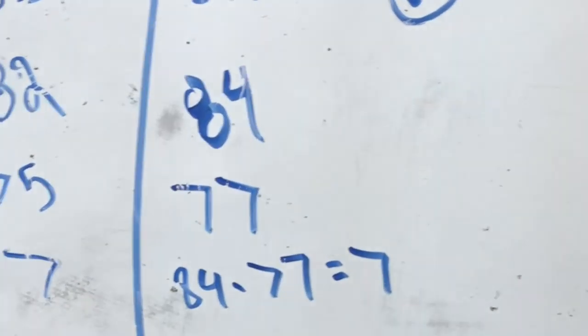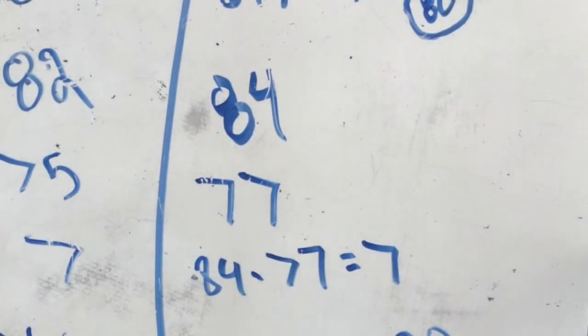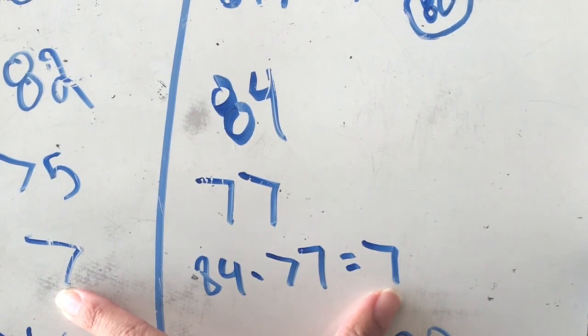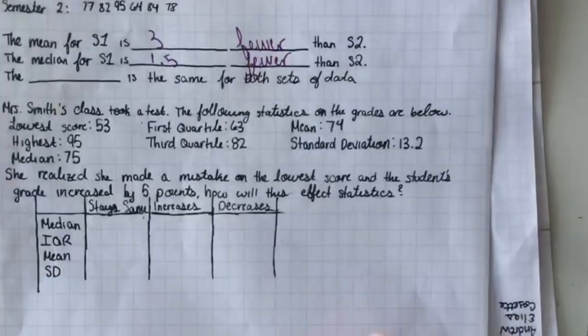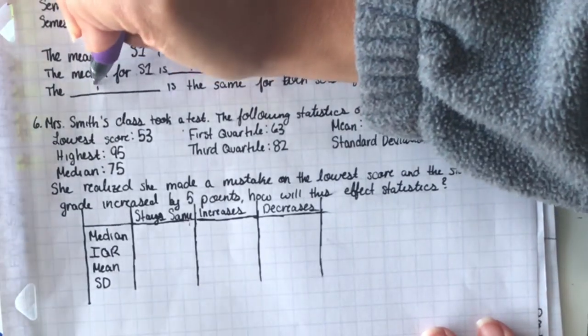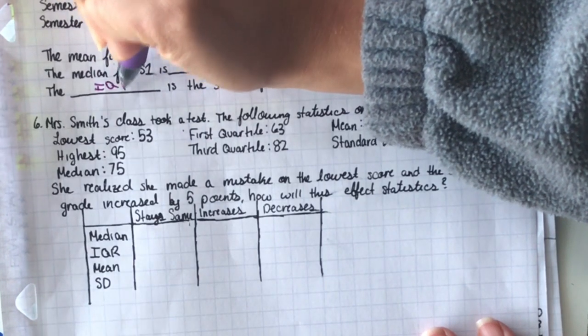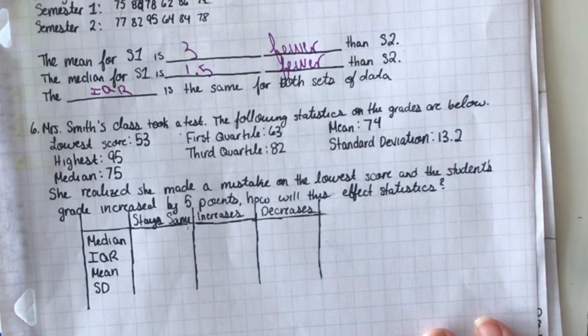And part 3, the blank is the same for both sets of data. So I'm looking at both sets of data, and we have the same value for the interquartile range for both of them. And I'm just going to write IQR. The IQR is the same for both sets of data.